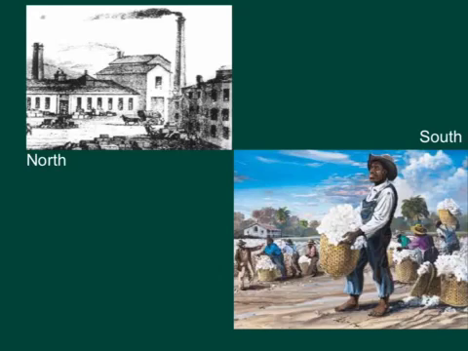The North had factories and textile industries, and the South had plantations with slaves picking and harvesting cotton.